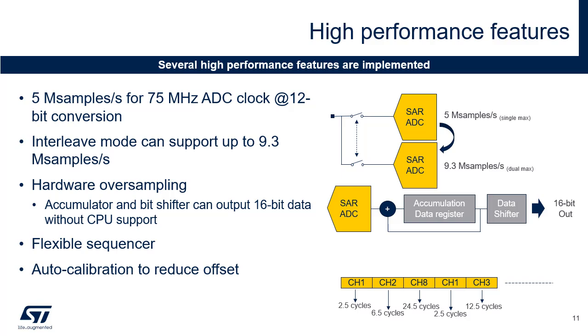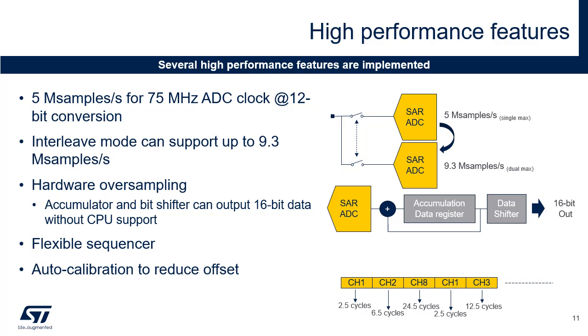For STM32H503, performance is halved. The ADC supports up to 5 megasamples per second of 12-bit conversion at a frequency of 75 MHz. When associating a master and a slave ADC, the interleaved mode maximum performance is 1 sample every 8 clocks, so 9.3 megasamples per second at 75 MHz clock.